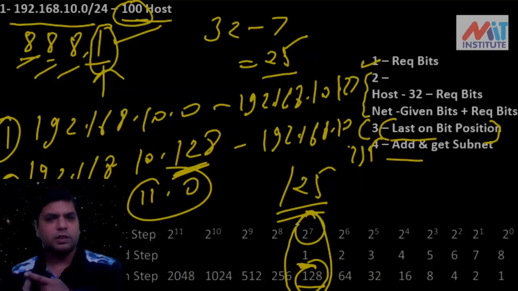So here are the 4 simplest steps. First of all, from this table you need to find the required bits. Then for hosts, subtract those required bits from 32, and for networks, add those bits in the given subnet mask. Okay, let's take another example.